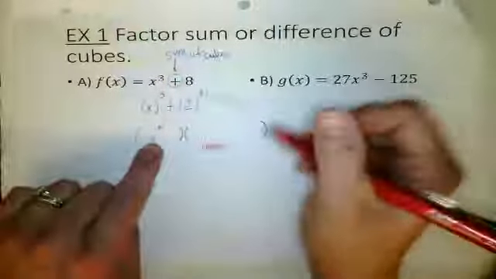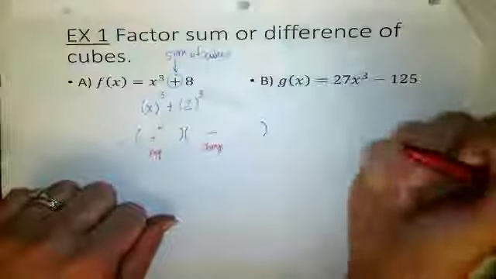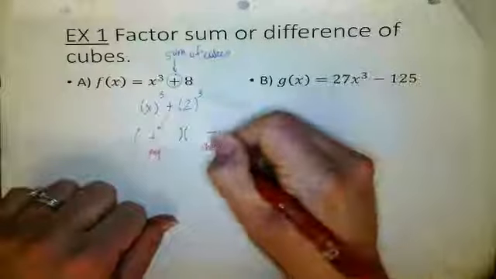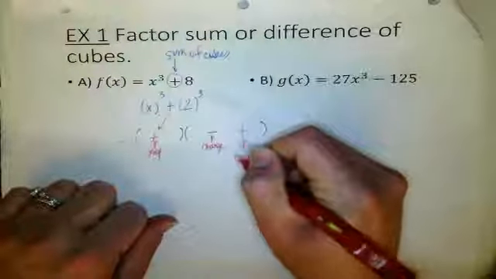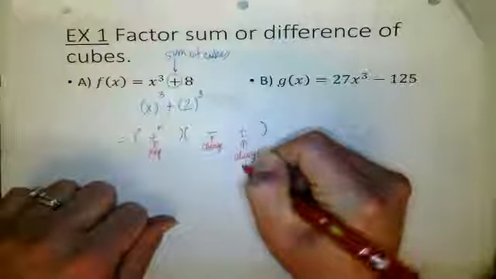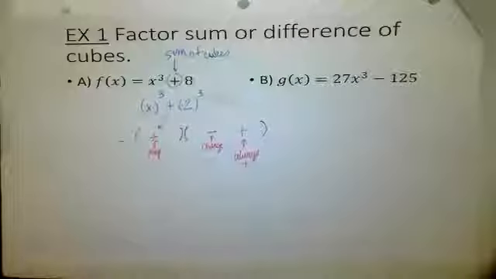If it's positive, you're going to change it to negative. Keep the sign, change the sign, always positive. Keep the sign, change the sign, always positive. That's the pattern every single time when we're factoring sum or difference of cubes.